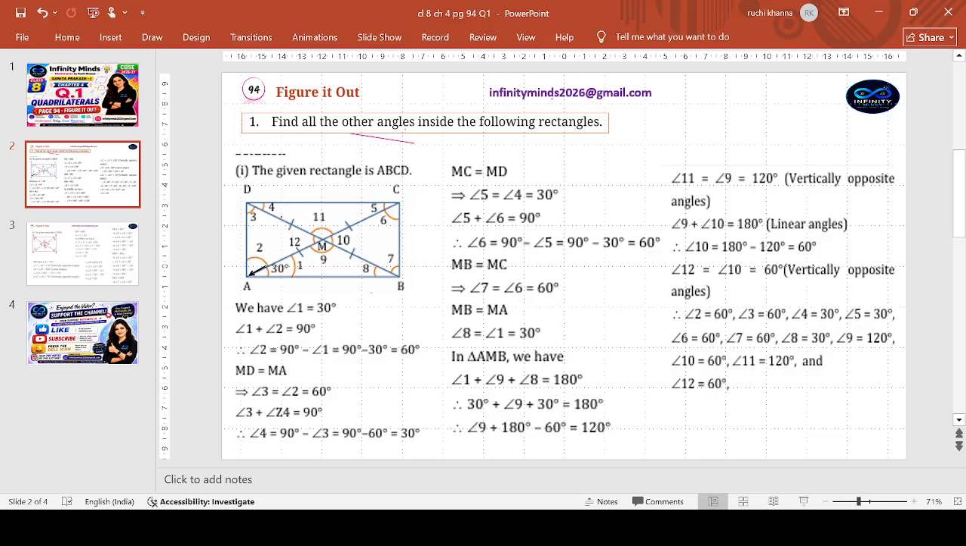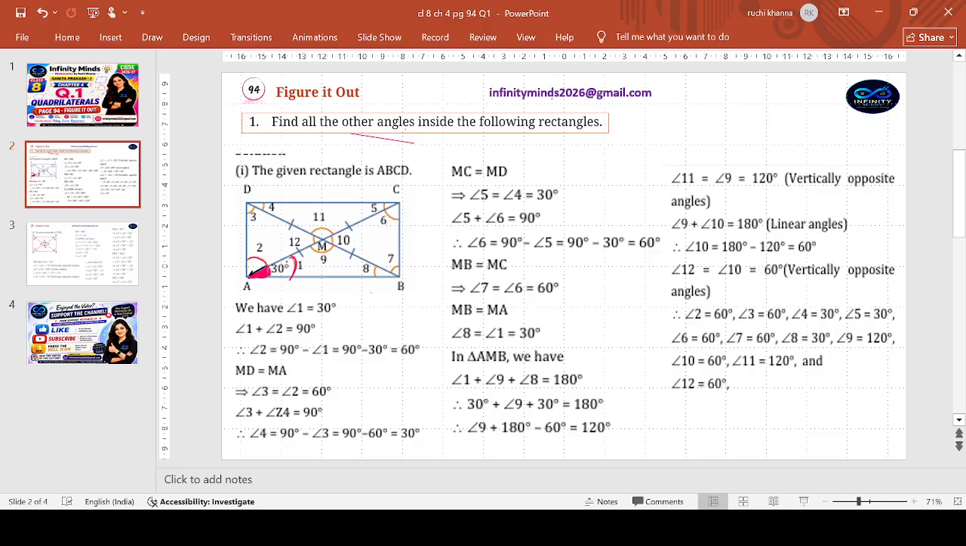The diagonals AC and BD, the two diagonals of the rectangle, are dividing the angles into further sub-angles. So they are the ones that have been marked. These angles I have marked. The textbook just gives this one angle to be 30 degrees and you are to find all other angles. So first of all, let us mark which angles we are required to find.